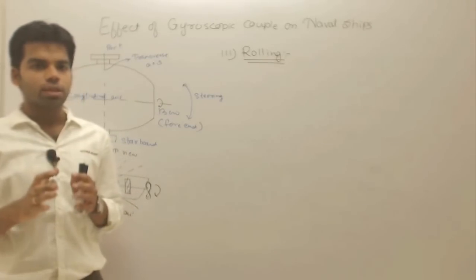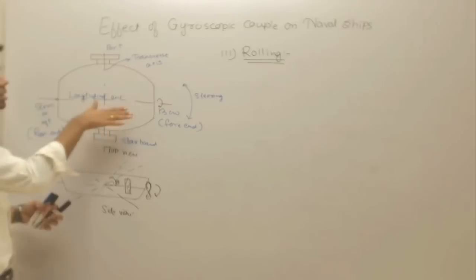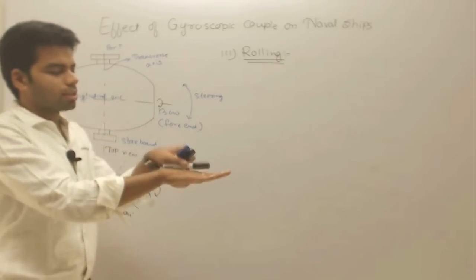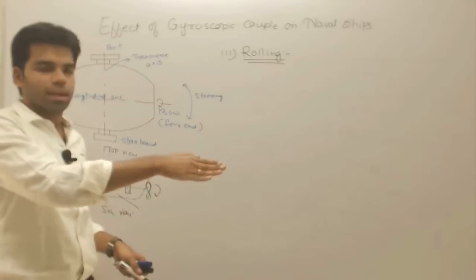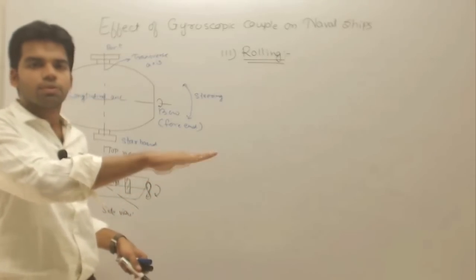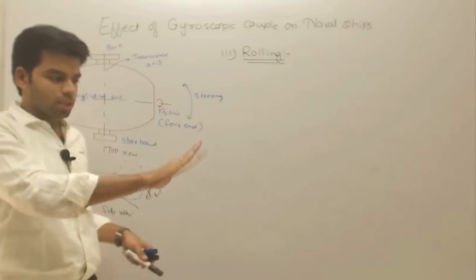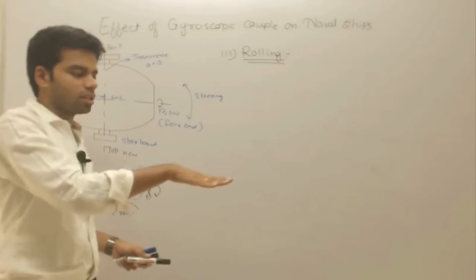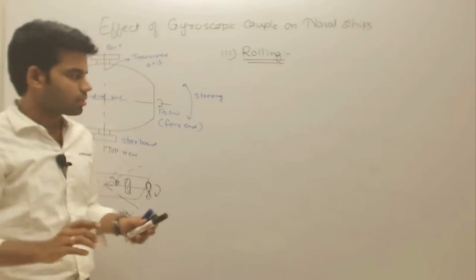What actually is rolling? Rolling means turning about the longitudinal axis. Suppose this is the ship and it is turning about the longitudinal axis like this. This phenomenon is called rolling. Turning about the transverse axis is called pitching. And just turning left and right is nothing but steering, as we have already seen.